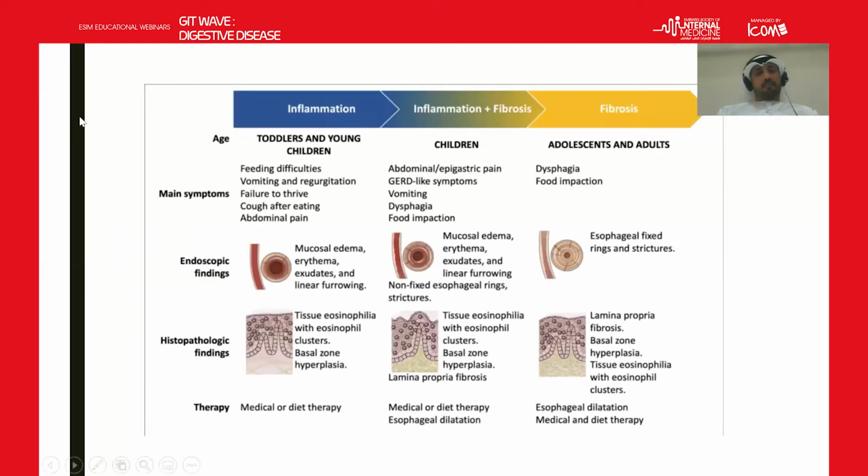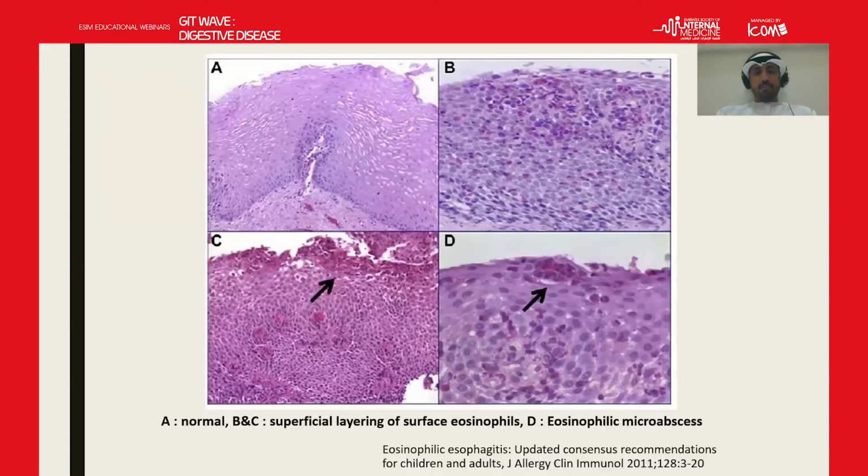Here you're going to see the progression of inflammation, fibrosis, and different findings you're going to see in endoscopy or histology, and what therapy you should consider in this situation, which I will come across later on. This is what the pathologist will see based on our biopsy findings. You can see here in picture C multiple eosinophils. In picture D, you can see an aggregation of eosinophilic microabscesses.